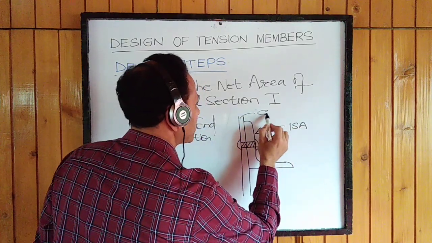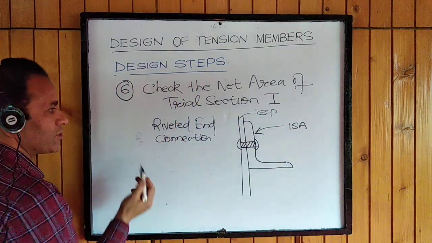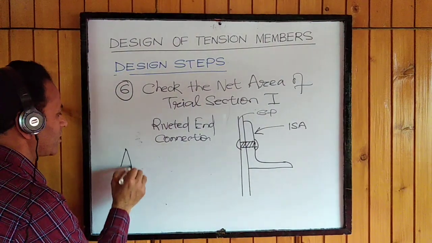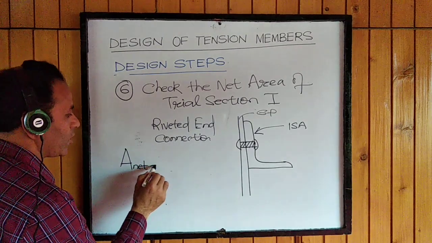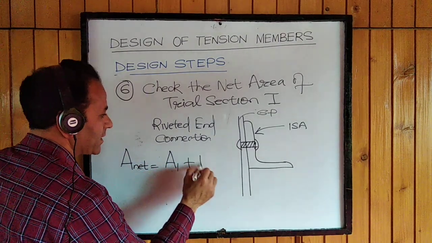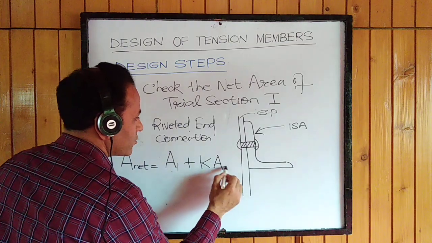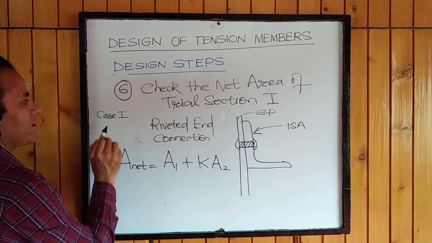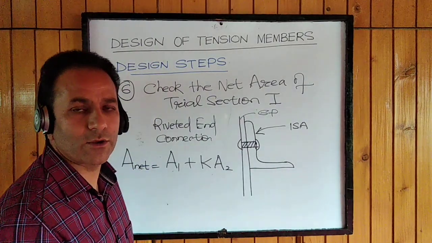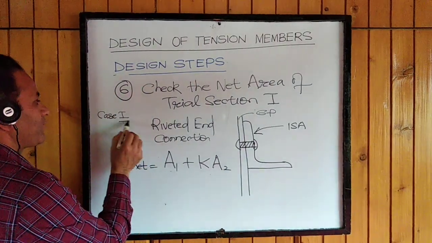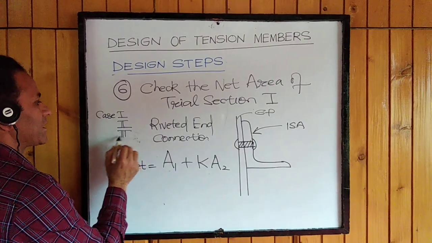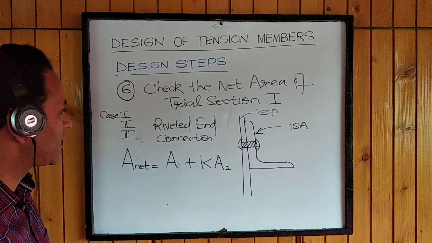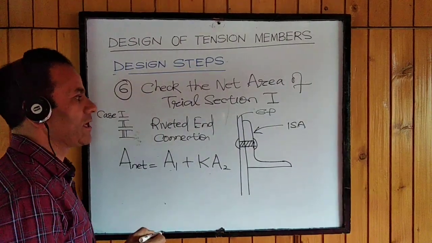This ISA I have selected from the steel table. This is connected to the gusset plate, and as we did in load carrying capacity, we calculated the net area of the member. So here also we'll calculate the net area of the member as A1 plus K times A2. We'll see whether this condition falls in case 1, case 2, or case 3, as discussed while we calculated the load carrying capacity of the particular member. So we'll see which category our case falls in.